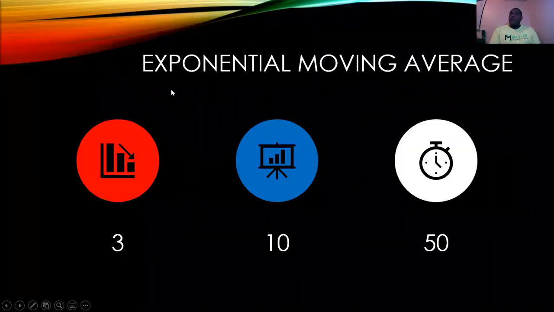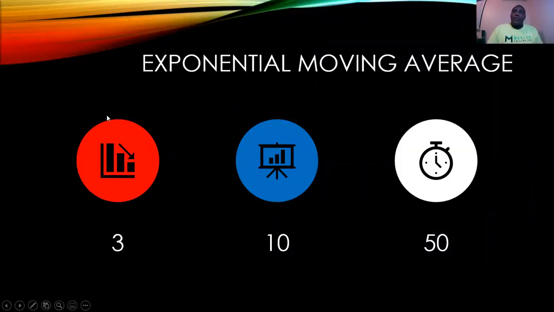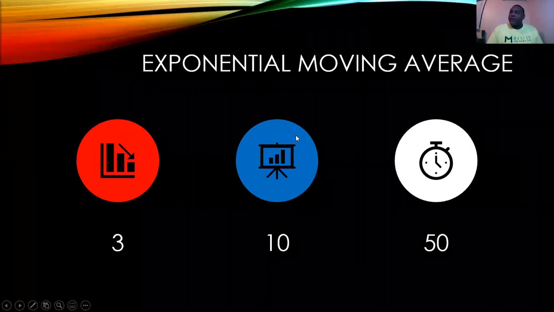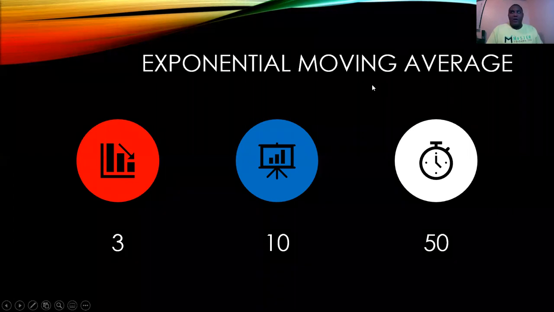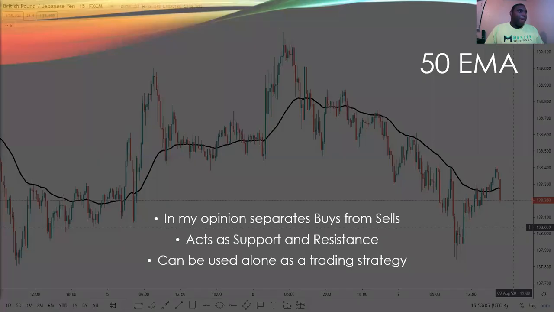All right, so the exponential moving average, we're gonna add a 3, a 10, and a 50. That's it. Exponential moving average, a 3 EMA, a 10 EMA, and a 50 EMA. Three EMAs, and then we can take it straight to the chart. I'm going to show you guys how to add the EMAs to your chart as well and what to look for.